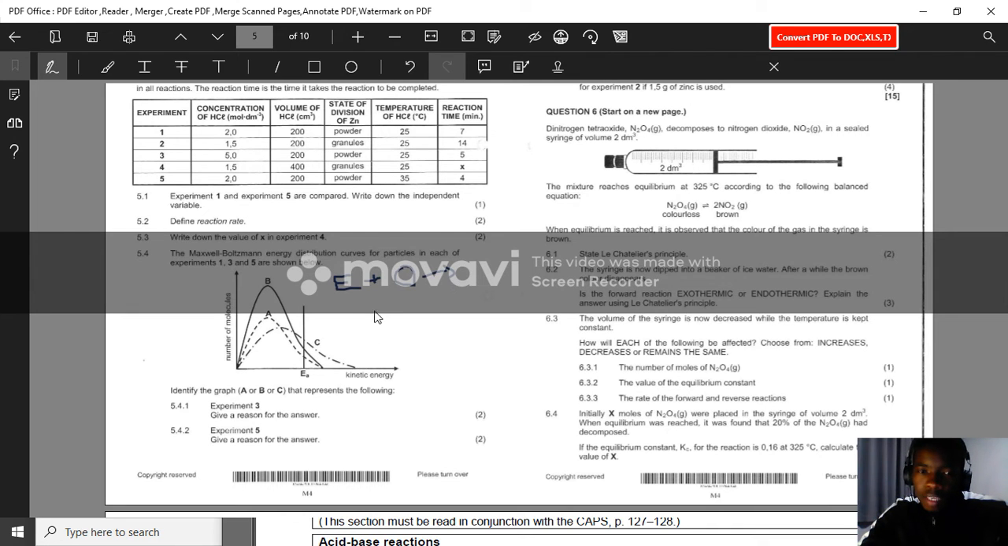This one is endo, this one is endo, endo. So exothermic, an exothermic reaction will proceed without additional energy, but what it does, it actually generates what we call the energy.